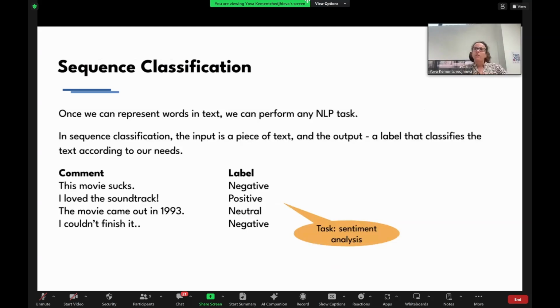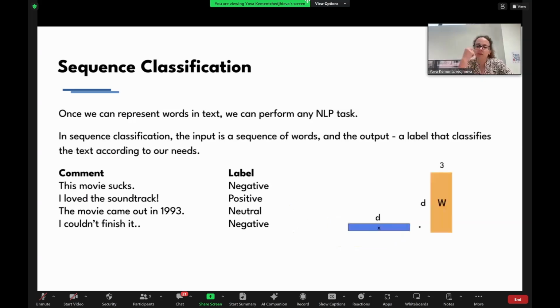Once we have these word embeddings, there's a lot of things we can do with them. One thing is we can solve sequence classification tasks. So Dr. Maxime covered those a little bit. Now I will go in a bit more detail. In sequence classification, the input is a piece of text and the output is a label that classifies the text according to our needs. So one example is sentiment analysis, where we might have some comments users left on a web page, for example, and we might want to classify them automatically into negative, positive, or neutral.